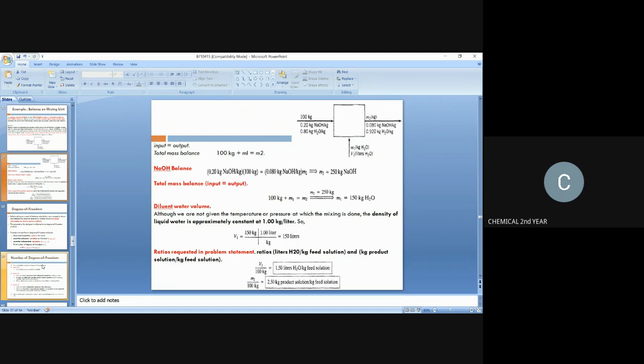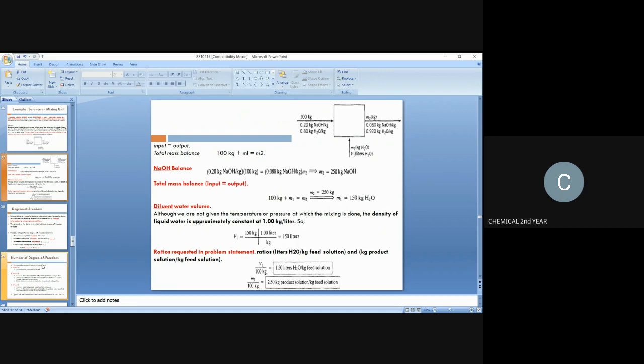From the total balance, 100 kg plus m1 is equal to m2, we can find m1, the amount of water taken as diluent, as 150 kg. Although we are not given the temperature or pressure at which the mixing is done, the density of liquid water is approximately constant at 1 kg per liter. So V1 is equal to 150 kg times 1 liter per kg, which is equal to 150 liters.